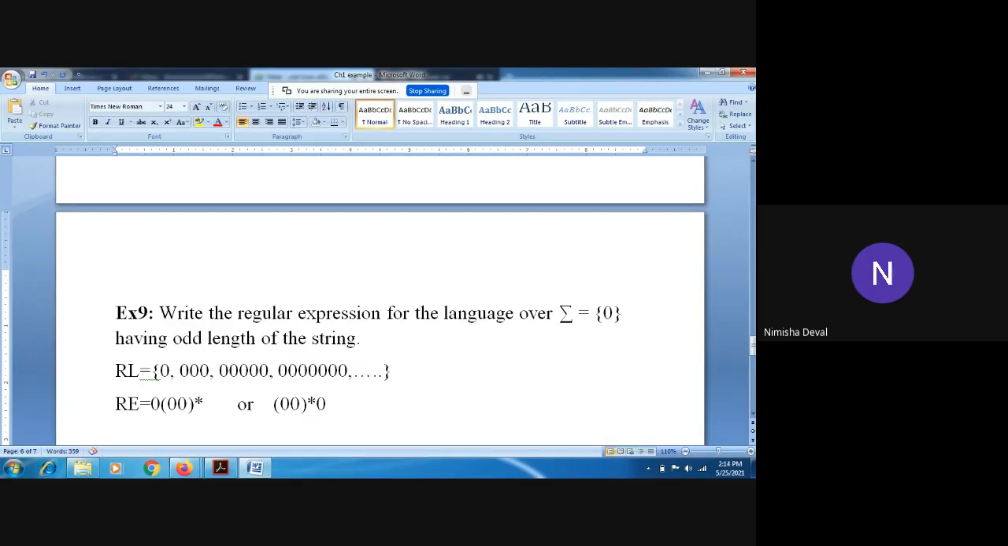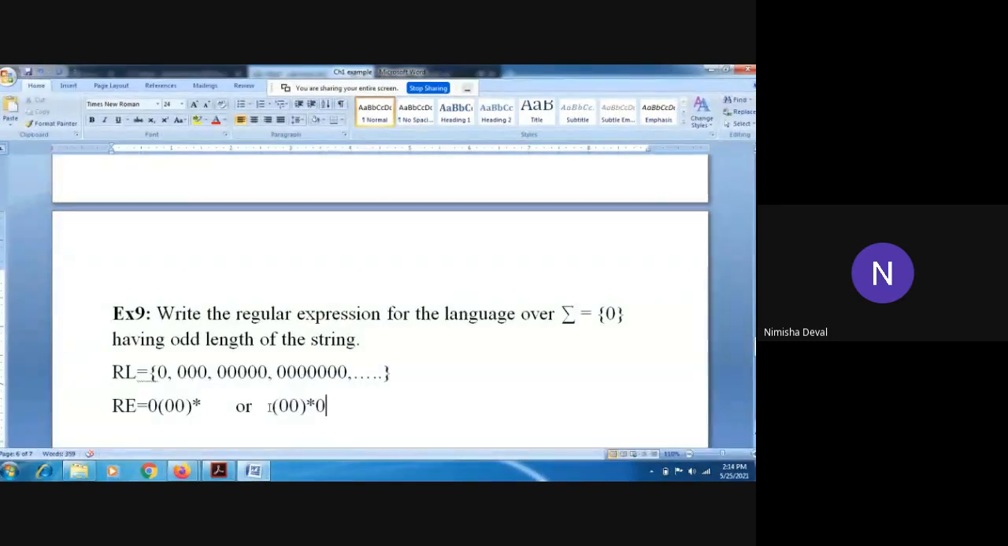Can you write like this? Yes, ma'am. Yeah, correct. All of you are correct. Because here what we have mentioned is odd length. We have not mentioned whether the starting or ending point. This structure is not given. We only have to design the regular expression that generates the odd length values. So both the expressions are correct.